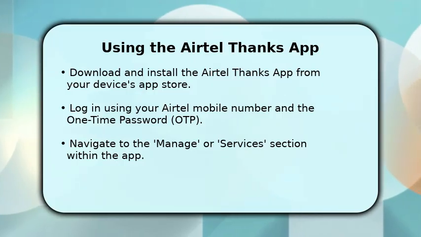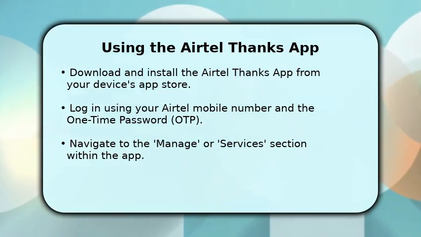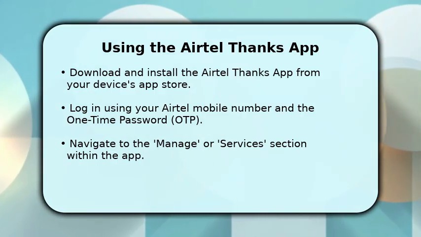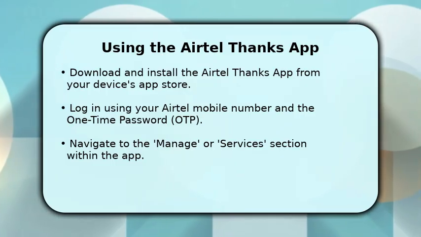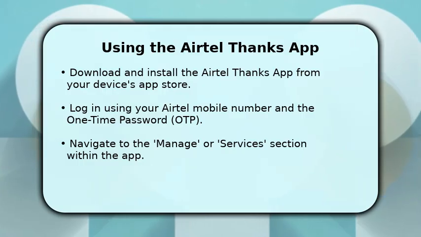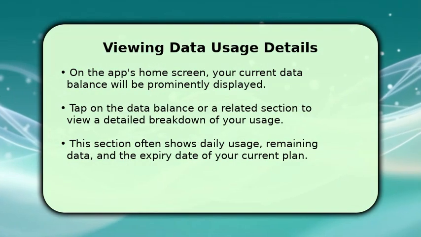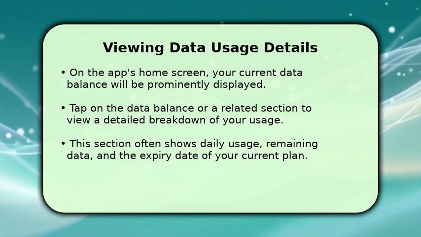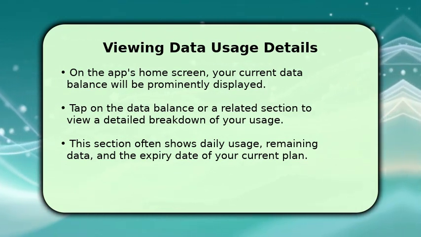You will then receive a one-time password, or OTP, via SMS to verify your identity. After successful login, navigate to the Manage or Services section, typically found on the app's main dashboard, to access your account details. Upon entering the relevant section, your current data balance will be prominently displayed on the app's home screen, often with a clear visual indicator.